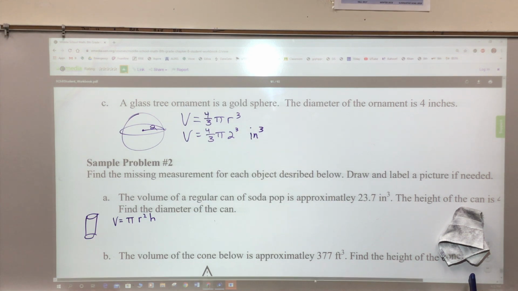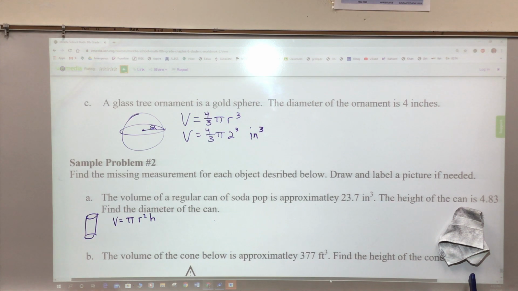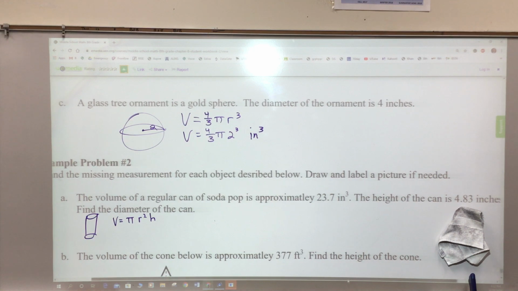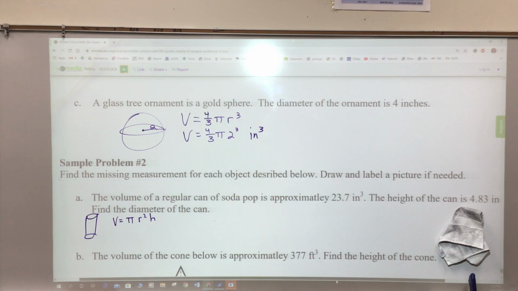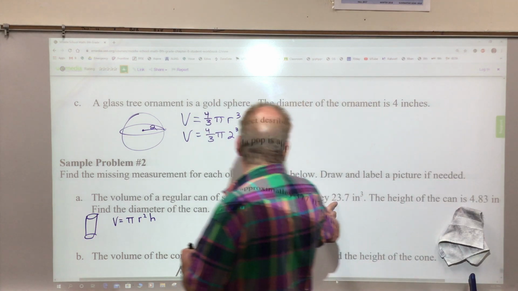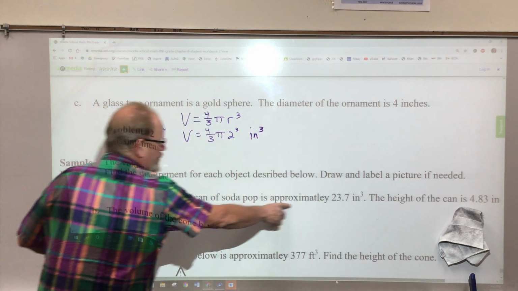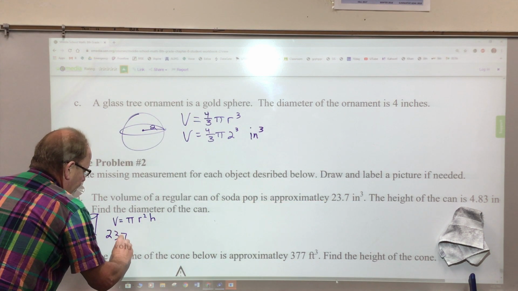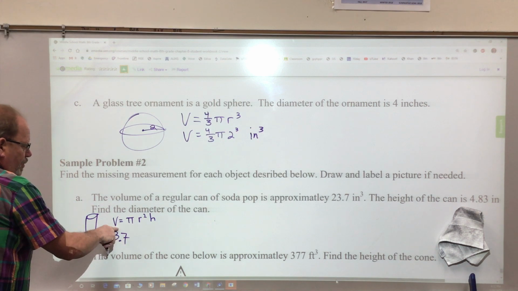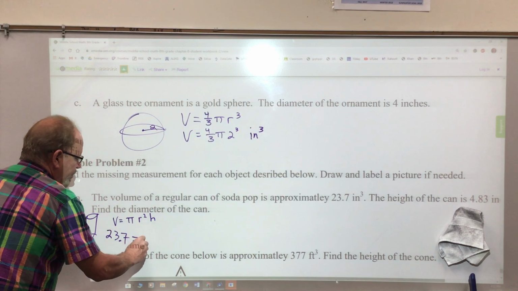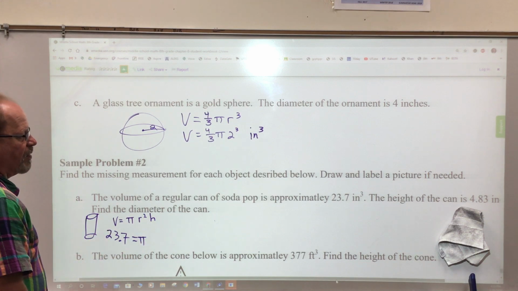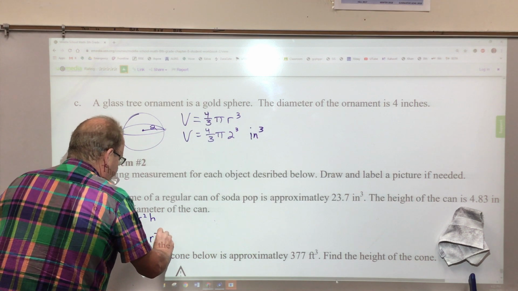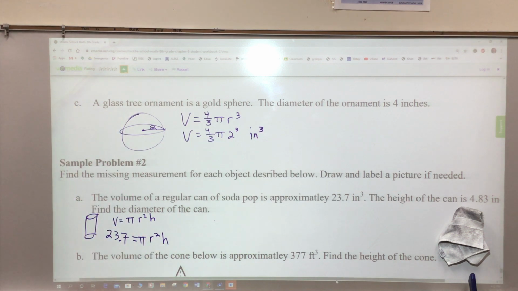So if we aren't writing our formulas down, this is going to be very, very difficult. But if we're writing our formulas, we just come underneath. It says the volume is that much, 23.7. I put it right under where volume is, times pi. And the height is 4.83. So I don't know the radius. So I'm going to solve this for the radius.